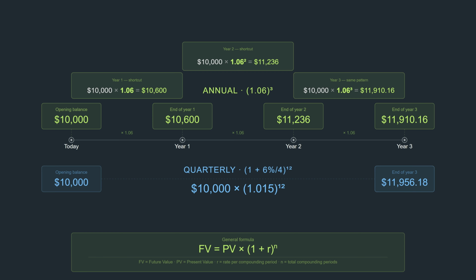So we calculate $10,000 multiplied by 1 plus 6% divided by 4 raised to the power of 12, which gives us $11,956.18 after 3 years. And notice that quarterly compounding produced a higher ending amount than annual compounding. That extra $46.02 comes from the more frequent compounding. Anytime interest compounds more than once a year, the effective rate you earn will be higher than the stated annual rate. The process for discounting is the same, just in reverse.